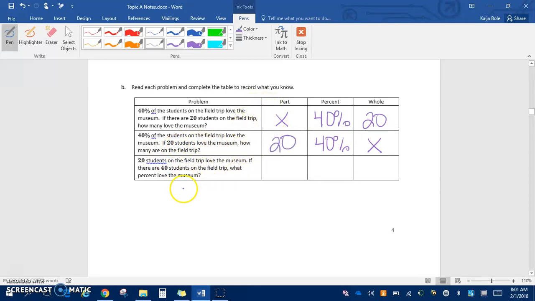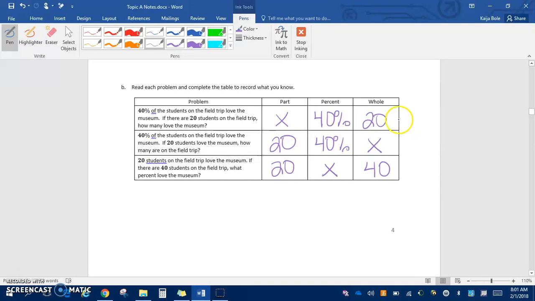And then if we look at the last one here, it says 20 students on the field trip love the museum. If there are 40 students on the field trip, what percent love the museum? So it's asking what percent. We don't know that, so that's our x. And again, we know that our part is 20 because 20 love the museum. And there are 40 students total, so 40 is our total.